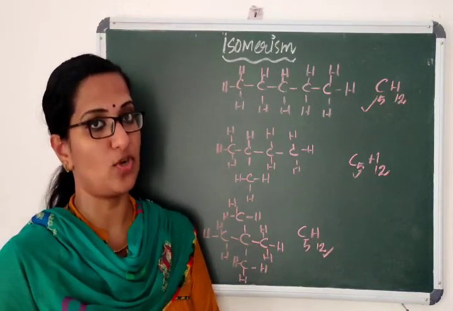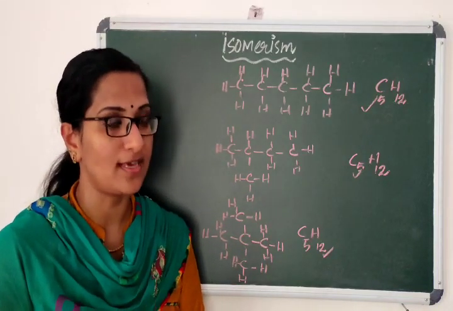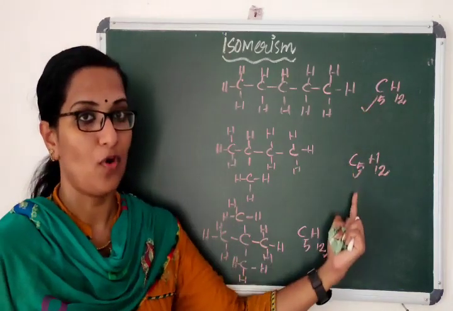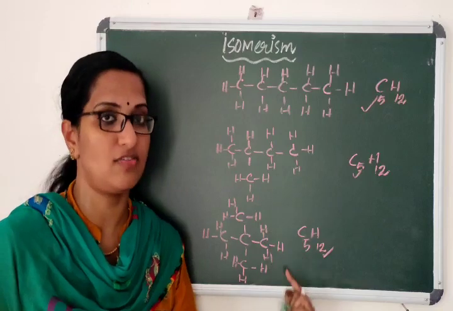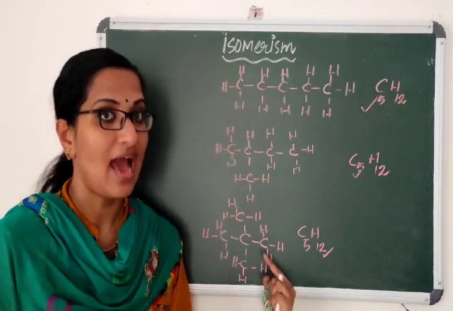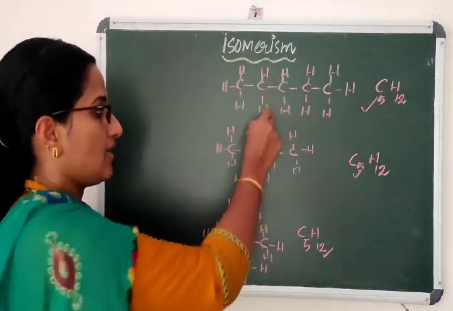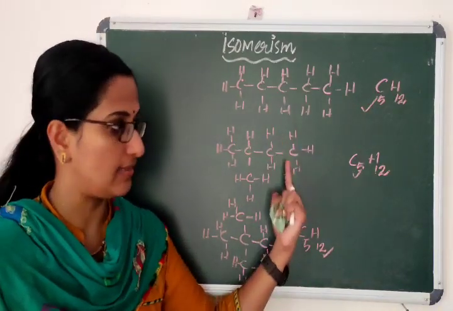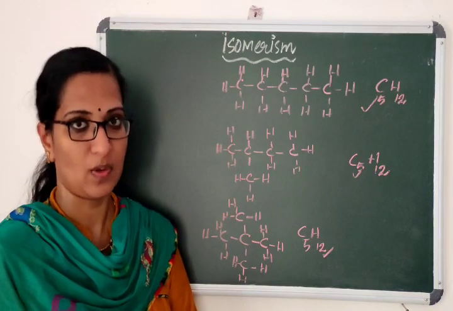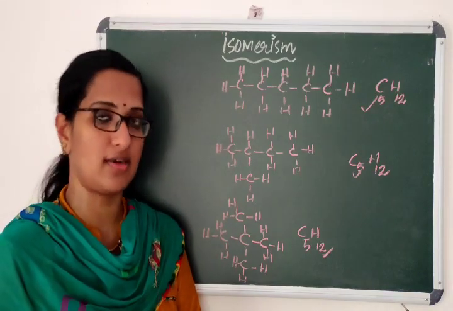So what is isomerism? Compounds with the same molecular formula and different structural formula are known as isomers. These 3 are the isomers of pentane. You can draw different examples.